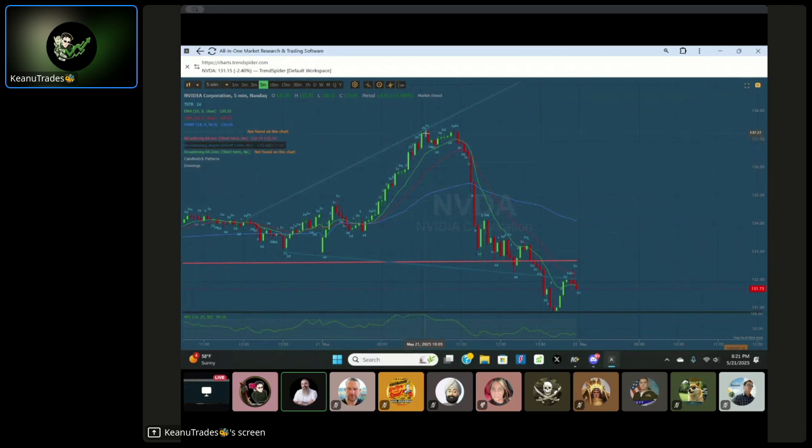Look, here's my line. Look at this. It hit the top of the broadening formation and started coming down. You drew that line? The broadening formation, you drew it yourself? No, I've actually got mine. I built a scanner in TrendSpider that puts it in for me automatically. Oh, that's cool. Yeah, it saves a lot of time and headache.